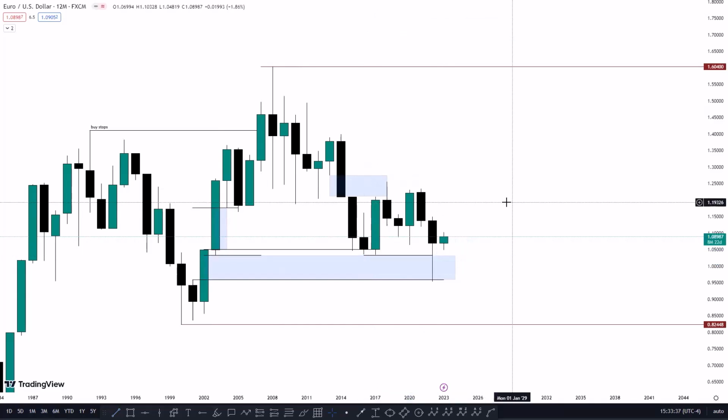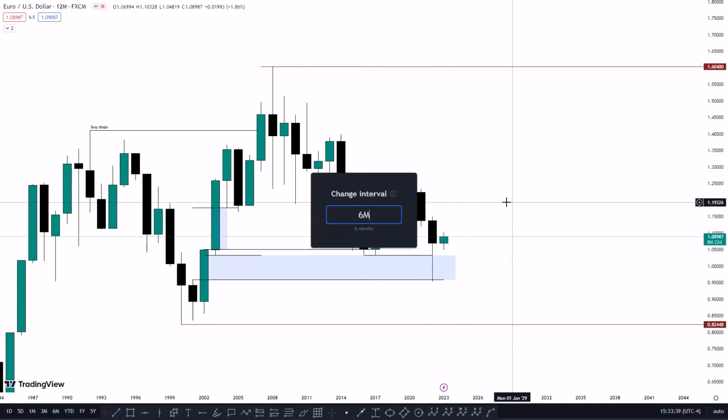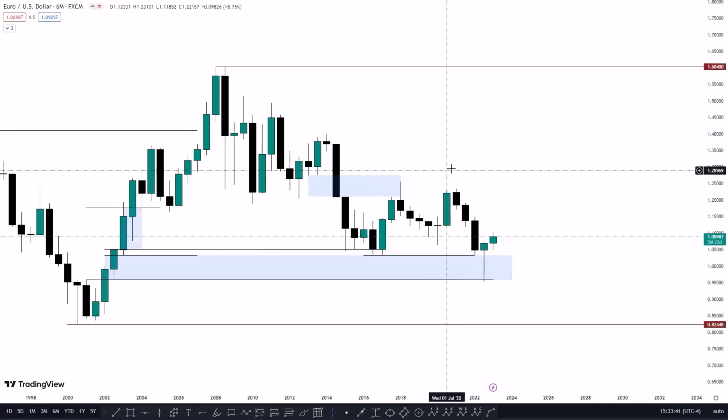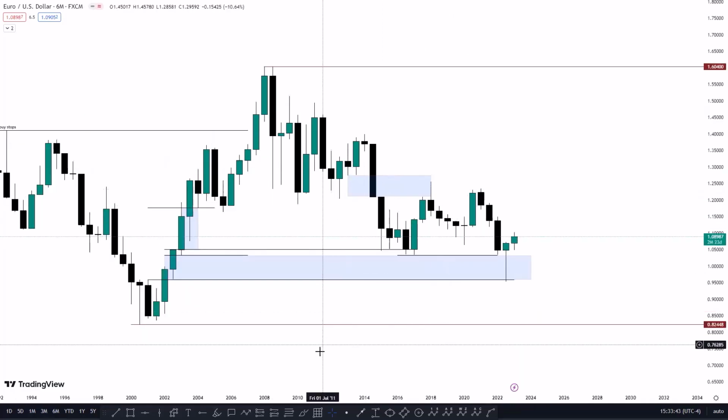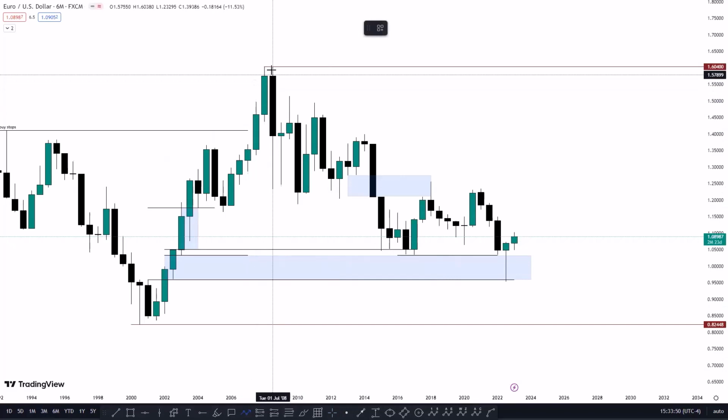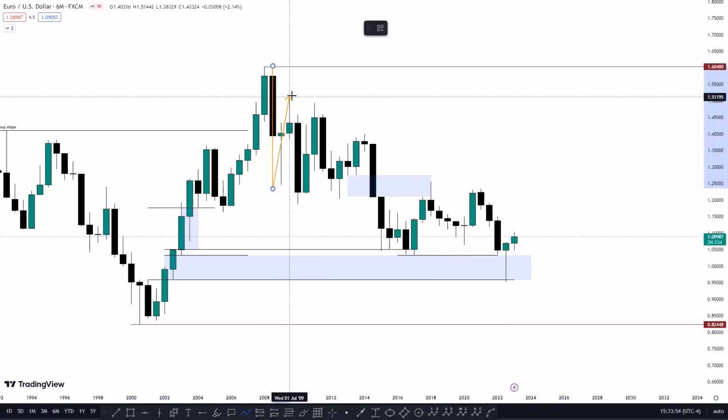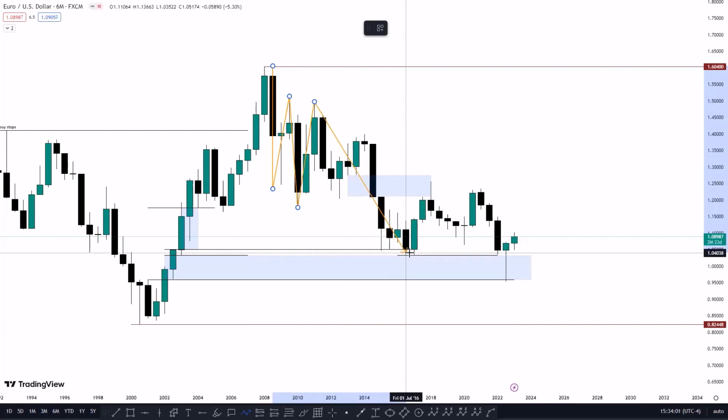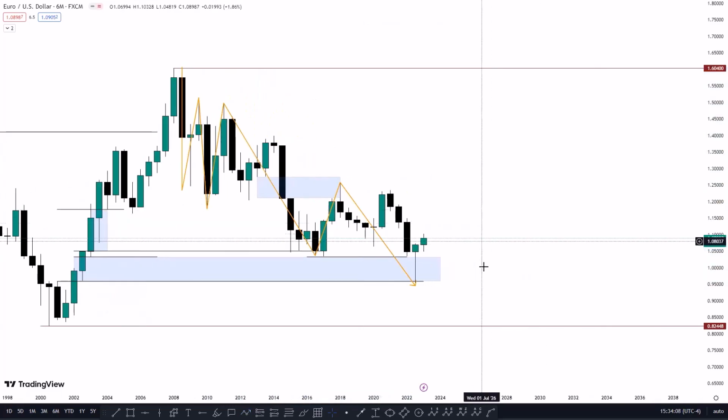So maybe I can change to a higher time frame a bit, like 6 months, so that you can see what I mean. So what I'm telling you is this. Try to see how Euro USD created a low, created a high, created a low, created a high, created a low right here, a high, a low.